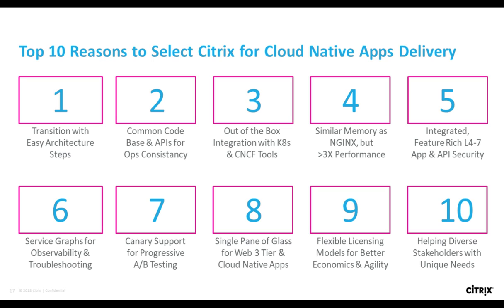And number 6, we make it easy for cloud native novices to consume and manage microservices by providing a service graph for observability and troubleshooting through ATM. Number 7, we automate the Canary deploy so that a DevOps person or a developer can automate the way they deploy apps and do more with the functionality of NetScaler, using our Canary support and integration with Spinnaker. Number 8, we provide a single pane of glass for both web 3-tiered and cloud native applications.